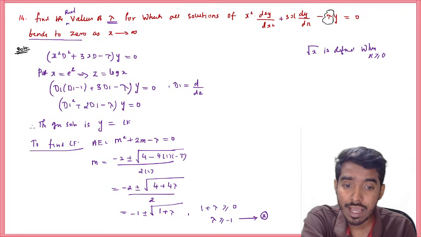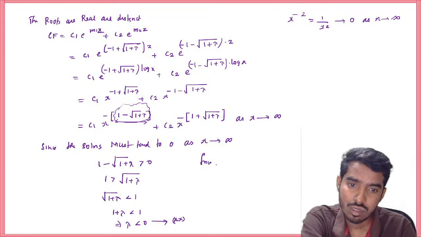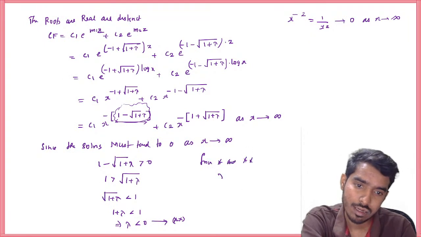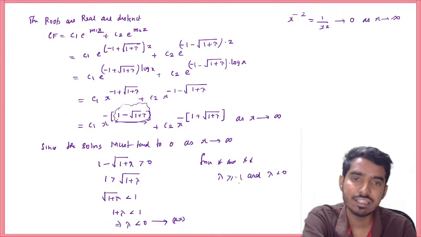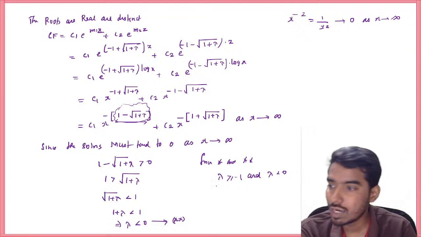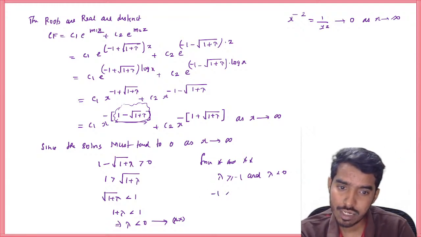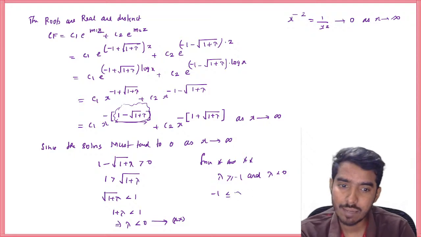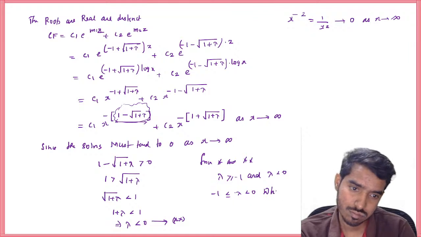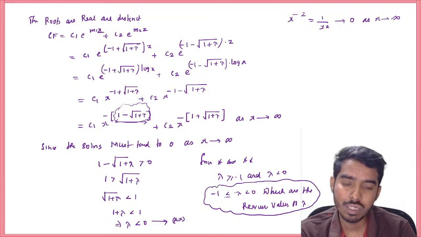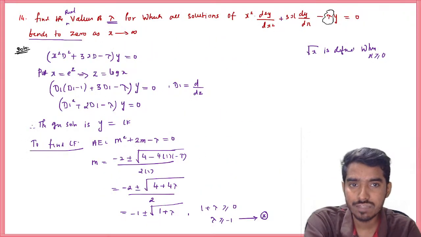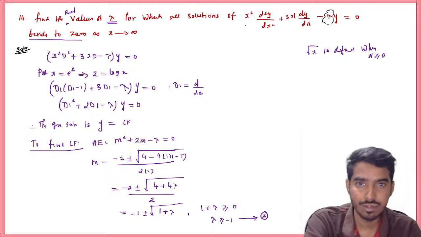So you can see lambda should be greater than or equal to minus 1, from star, and from double star lambda should be less than 0, right? Therefore, what is the value of lambda? Minus 1 to 0 is the required values of lambda. This is the solution. If your lambda lies between minus 1 and 0, then the solution of this equation will tend to 0 as x tends to infinity. That's what it means, right?